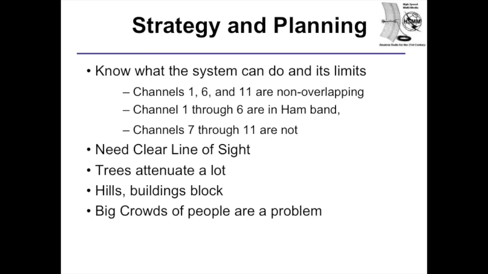So the main thing with us setting up the nodes and getting the system up and running is we need to know what our limitations are. And with higher frequencies, most of you might know, there's a lot of limitations, unfortunately. So channels 1, 6 and 11, those are the only non-overlapping channels. Those are the ones where we can get the maximum throughput on 2.4 GHz. Channel 1 through to 6 is an amateur band, so you can see where I go with high power devices. Channel 7 through to 11 are not, so we stay clear of those.